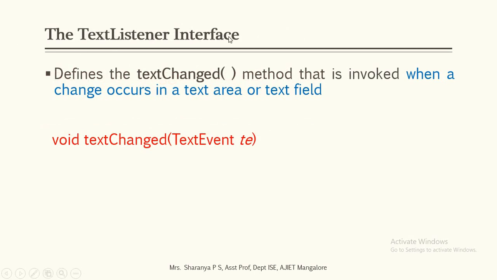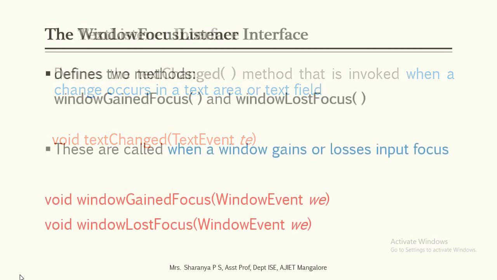Next one, the text listener interface defines one major method, that is textChanged. This will be invoked when changes occur in the text area or in the text field. The method used is textChanged, and we are passing the text event object as an argument.